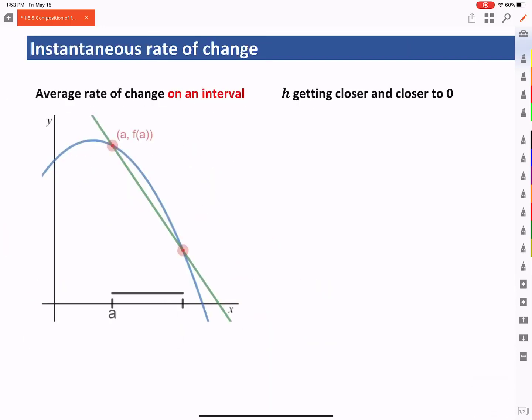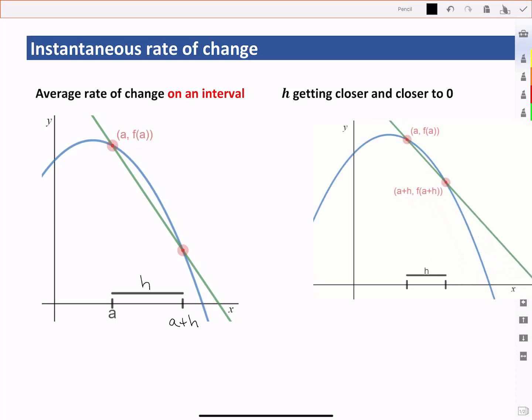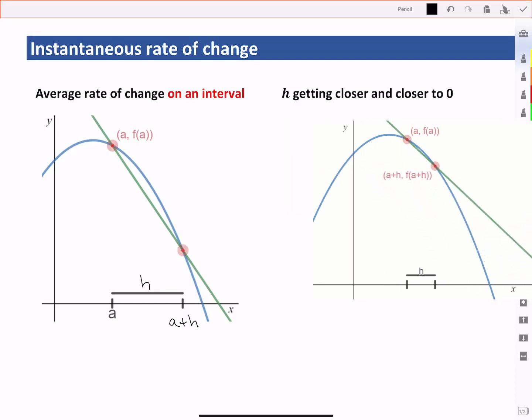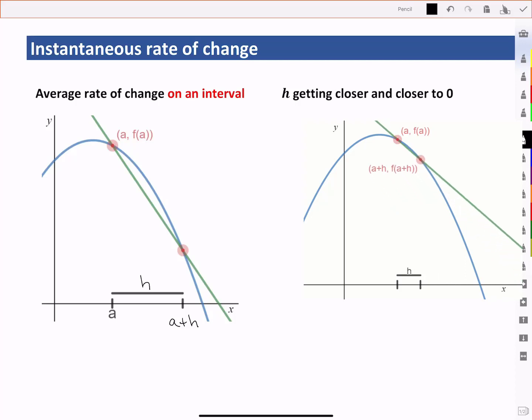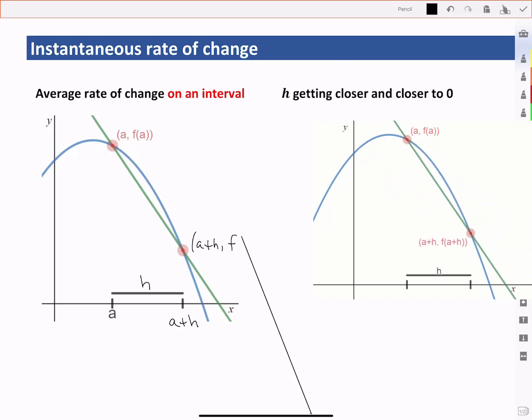To think about the interval a to b shrinking while a stays fixed, we often change our perspective and think of b as a plus h, where h measures the horizontal distance from b to a. This allows us to eventually think about h getting closer and closer to 0. In this context, we label the other point on the graph a plus h, comma, f of a plus h.